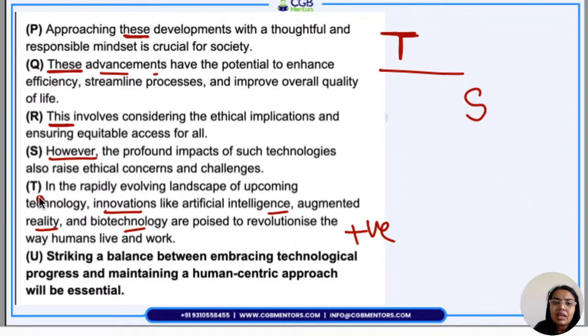So when I say is it is there are innovations like all these that are poised to revolutionize. These क्यों revolutionize करेंगे? Because they have potential to enhance all these things. So a pakka pair I was talking about is Q. T says there are many technologies, many advancements. Q says the efficiency, it has the potential to enhance the efficiency.